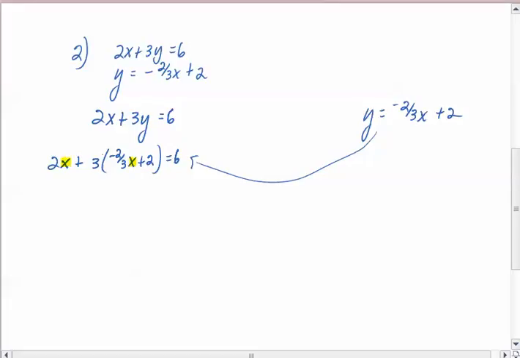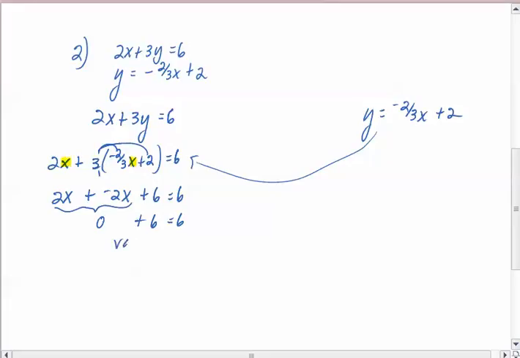One variable, one equation. Here we go, 2x plus, this is 3 over 1, it's going to be distributed. That's going to give me a negative 2x. This times that's going to give me a plus 6, and that's equal to 6. And then as I continue to combine like terms and just solve for x, look what happens. I'm just tooling along, minding my own business, and I get that. The variable has disappeared.